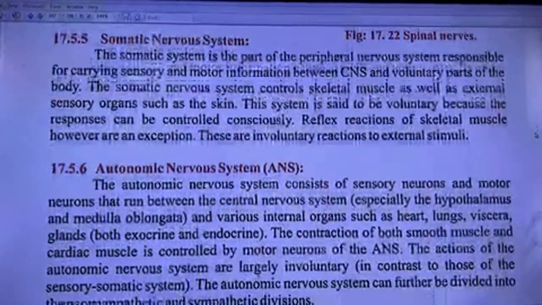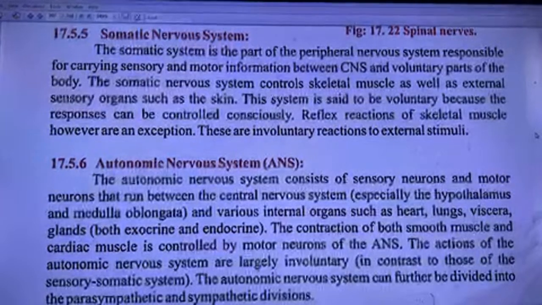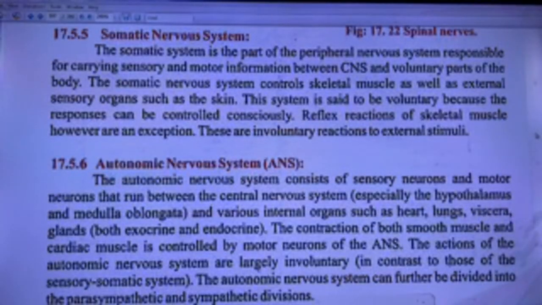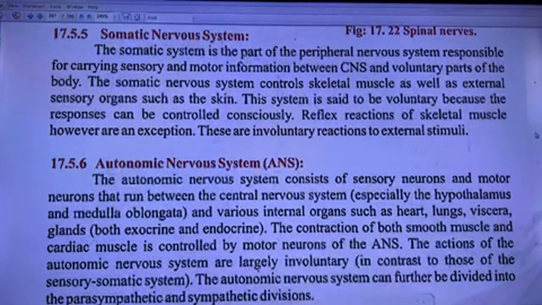Somatic nervous system. The somatic system is the part of the peripheral nervous system responsible for carrying sensory and motor information between the central nervous system and the voluntary parts of the body. The somatic nervous system controls skeletal muscle as well as external sensory organs such as the skin. The system is said to be voluntary because the responses can be controlled consciously. Reflex reactions of skeletal muscle, however, are an exception. These are involuntary reactions to external stimuli.